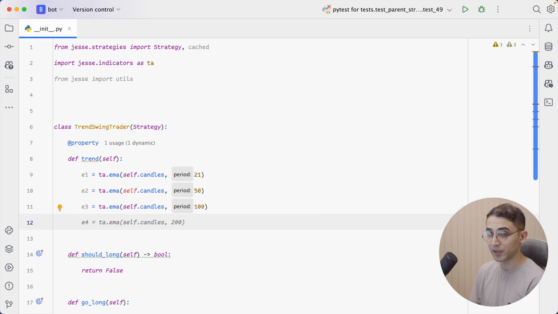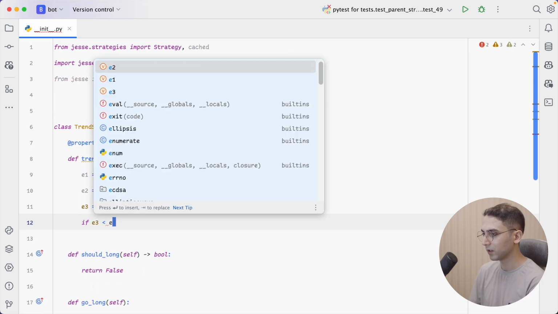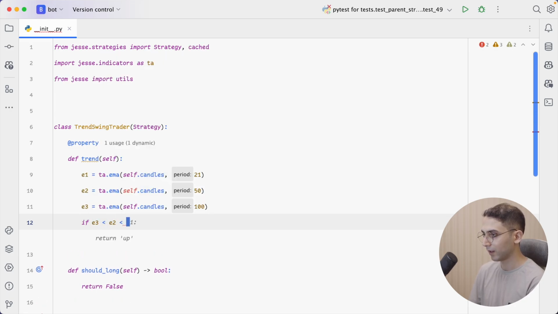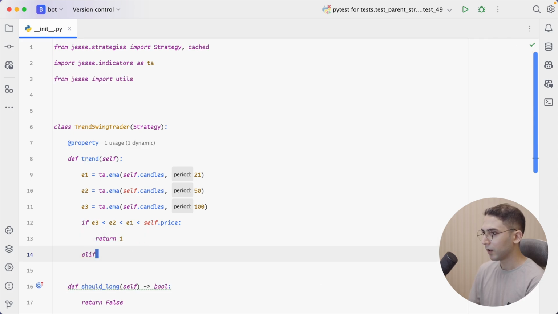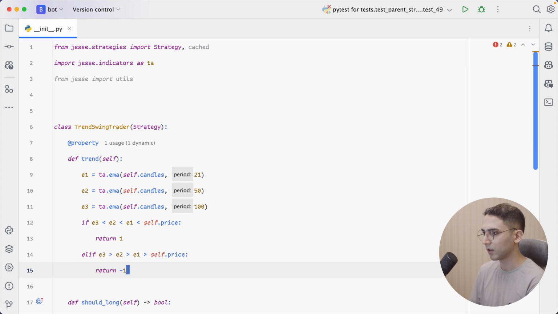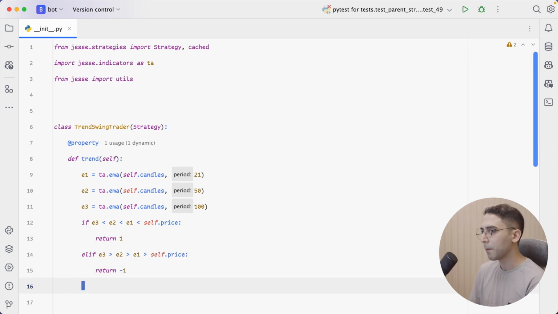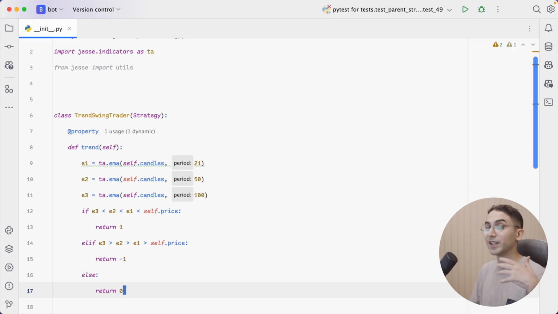Now my condition is pretty simple. If E3 is smaller than E2 and that is smaller than E1, smaller than the current price, then we are in an uptrend, so I will return 1. Otherwise, if the condition is the opposite, I will return minus 1. And if none of the above is true, I will return 0, which means we are in a ranging market.